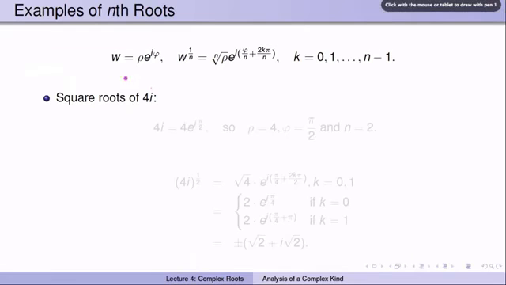So here again, I wrote down this formula we just found. If w is of the form rho e to the i phi, then the nth roots of w can be found with this formula for these n values of k. So let's find the square roots of 4i as an example. First of all, we need to bring 4i into the form rho e to the i phi. So we have to figure out what rho and phi are.